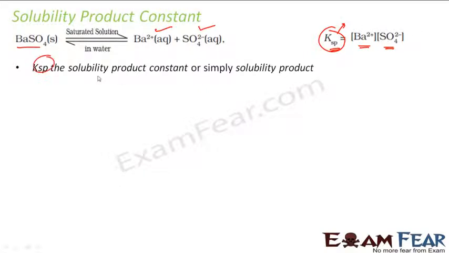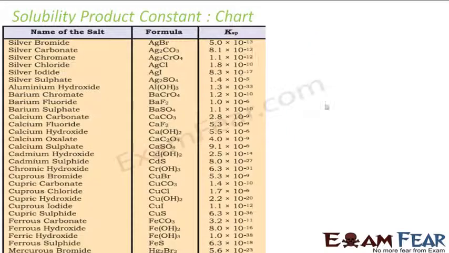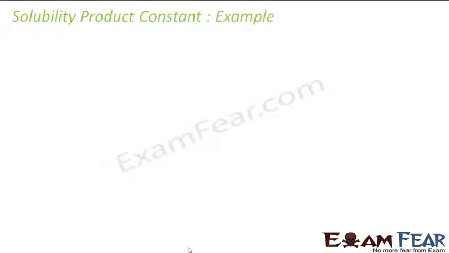Ksp is a fancy term, nothing but the solubility product, or solubility product constant. There is a chart which has the solubility product for a lot of chemical compounds at a given temperature. If you see silver bromide, the solubility product is 5.0 times 10 to the power minus 13. For calcium sulfate, it is 9.1 times 10 to the power minus 6. Just a table for reference.